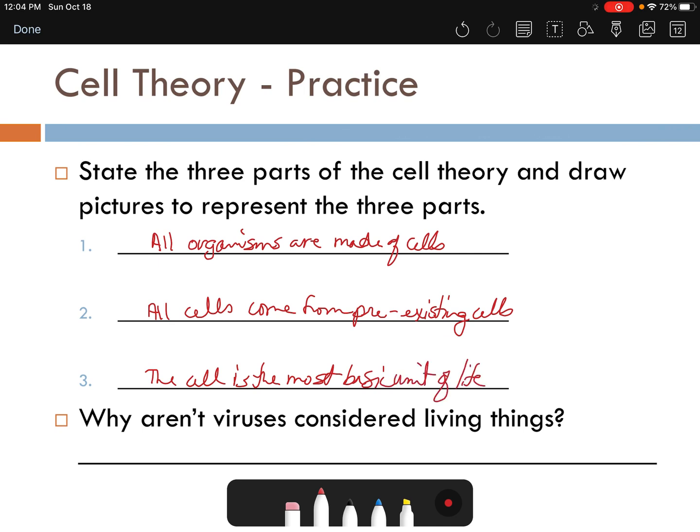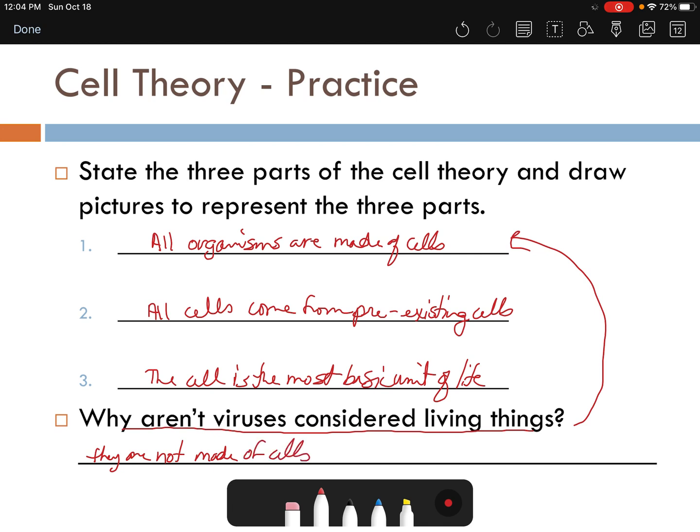Okay. So a lot of times we don't consider viruses a true living thing. And why do you think so? Based on what you know about the cell theory, why aren't viruses considered true living things? Well, if you look up here, they aren't made of cells. They're not made of cells.